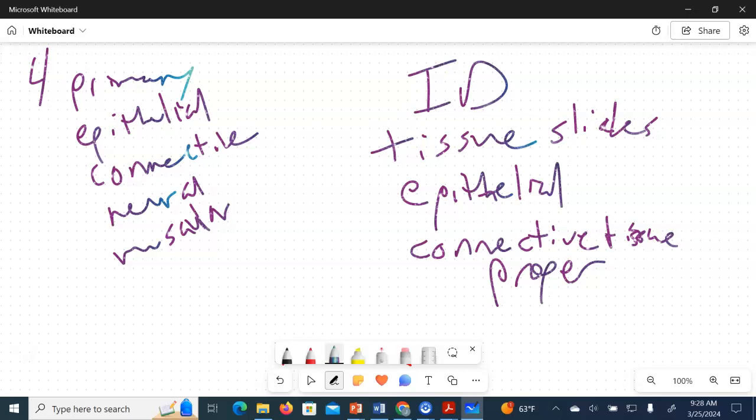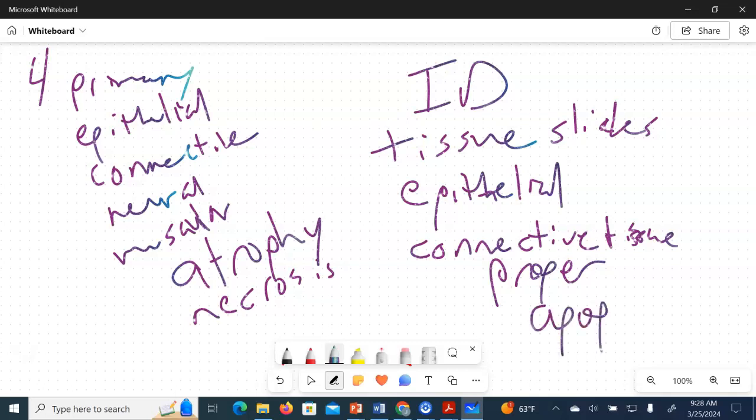Other definitions that we talked about in histology, things like atrophy. You should know what atrophy means. You should know what necrosis means. Don't confuse necrosis with apoptosis. Remember that apoptosis is programmed cellular death. Necrosis is pathological death of tissue. But apoptosis is programmed cellular death that's built into the DNA. It's what's supposed to happen.